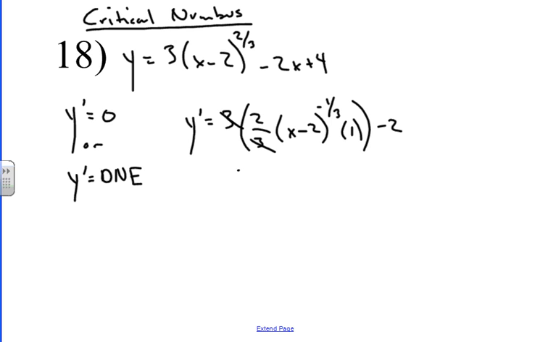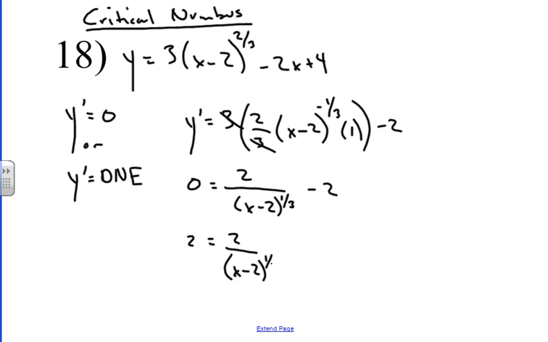So we're left with 2 over (x minus 2) to the 1/3, minus 2. First off, we'll set this equal to 0 and find out where this doesn't exist. From here, I'm going to add 2 to the side. We have 2 over the cube root of x minus 2.